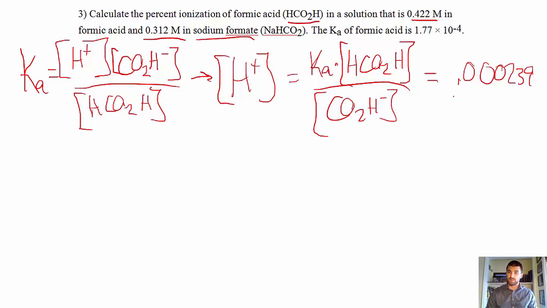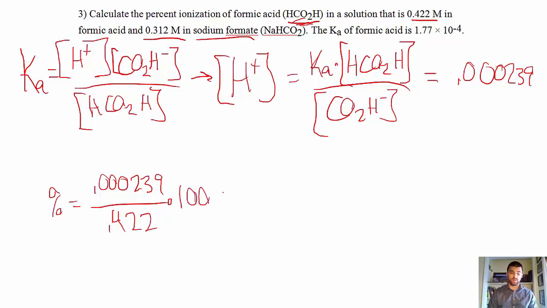0.000239. So now the question is, well, what is the percentage of ionization? Where did the H plus come from? It came from the formic acid. The formic acid was 0.422. So if I want percent, I got to do the part that actually dissociated, which was the H plus concentration, over what I started with, and then times that by 100. The percent I get is a really small percent, 0.0567%. That's how you do that one.